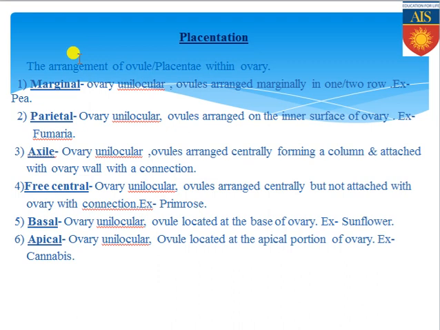These are marginal placentation. Marginal placentation is that the ovary is unilocular, ovules arranged marginally in one or two rows. Keep it in your mind. Marginal placentation is a type of placentation where the ovary is unilocular, that is single chambered, and ovules are arranged in such a manner in one or two rows. So the example is pea. So that is the marginal placentation.